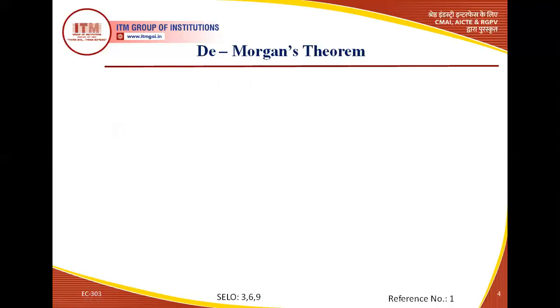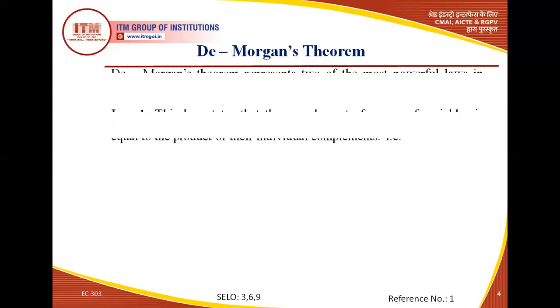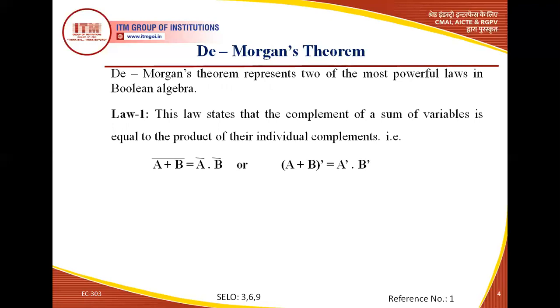Now we discuss De Morgan's theorem. De Morgan gives two important laws, or theorems, for Boolean function or Boolean algebra reduction. These are two powerful laws in Boolean algebra, in which the first law states that the complement of the sum of variables is equal to the product of their individual complements.